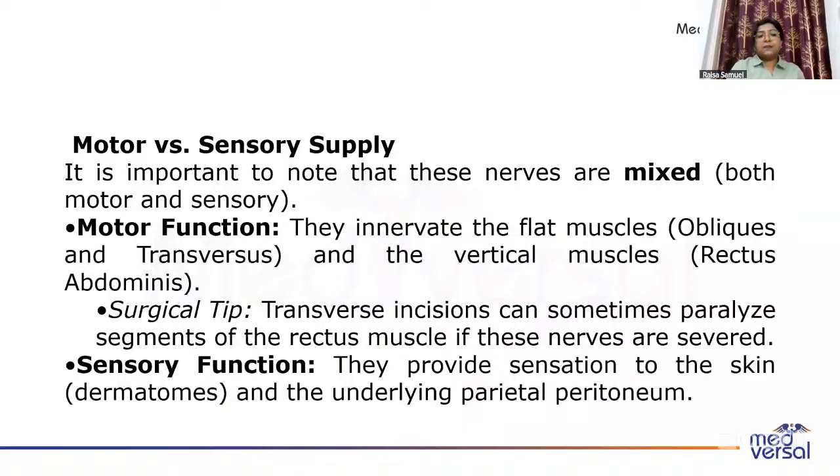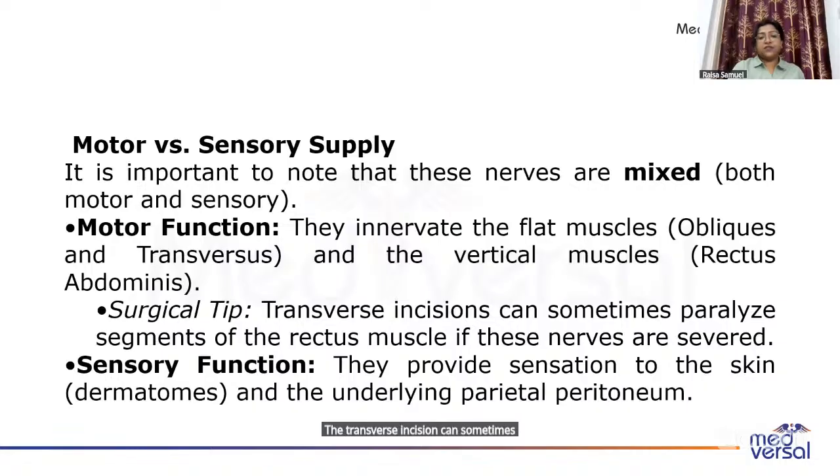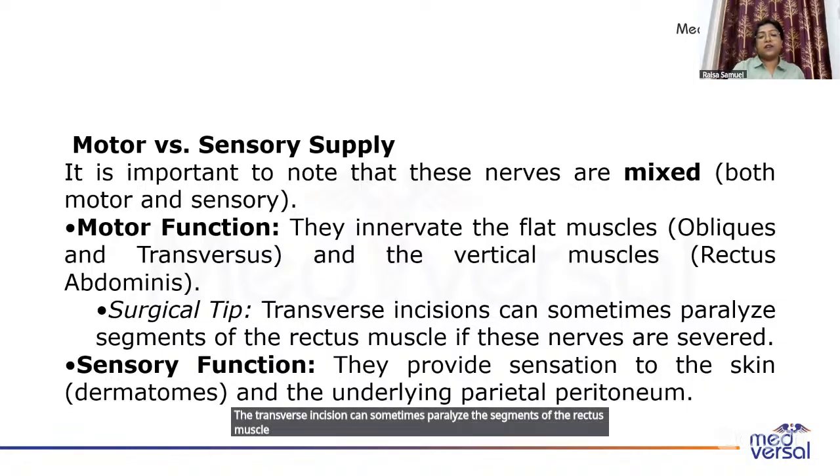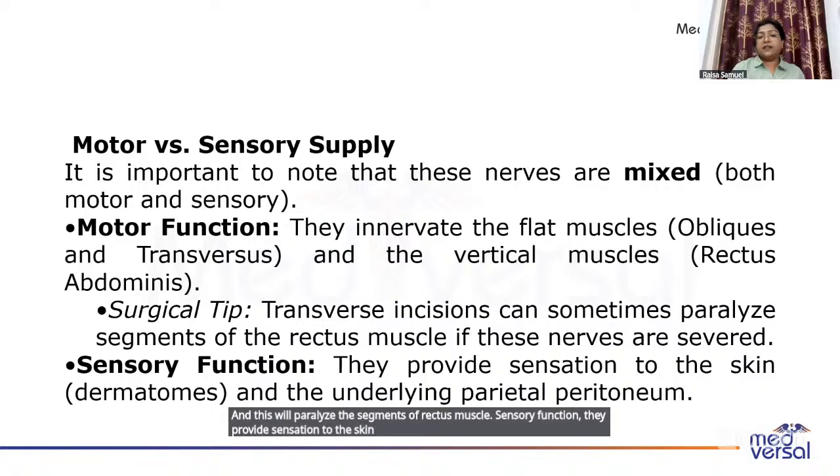Regarding motor versus sensory supply, it is important to note that these nerves are mixed, that is they give both motor and sensory function. The motor function is they innervate the flat muscles, obliques and transversus, and the vertical muscle, rectus abdominis. A transverse incision can sometimes paralyze segments of the rectus muscle if these nerves are severed. So when you are doing surgery and make a transverse incision, these nerves can get damaged or cut, and this will paralyze segments of the rectus muscle. For sensory function, they provide sensation to the skin and the underlying parietal peritoneum.